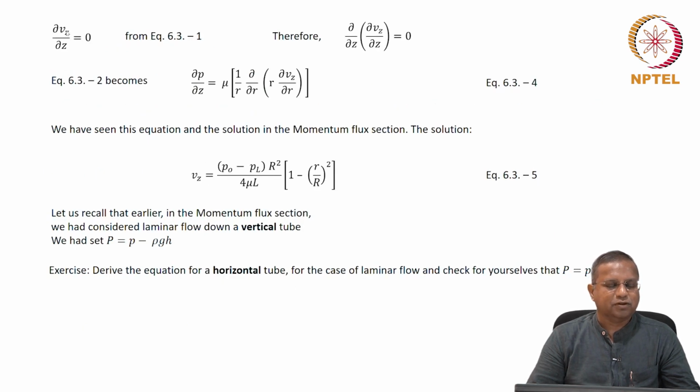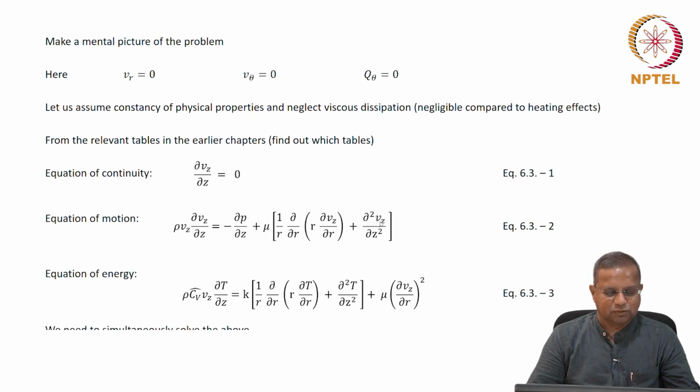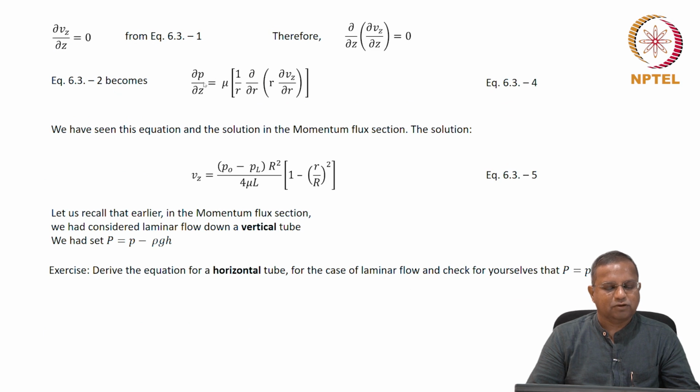So, we know dou Vz dou z equals 0 from the equation of continuity, and therefore, the derivative of that is also going to be 0. Okay. The derivative of 0 is 0, dou by dou z of dou Vz dou z equals 0, and therefore, in this equation of motion, dou squared Vz dou z squared is going to go to 0. Therefore, these terms will remain here, and therefore, you have dou p dou z equals mu 1 by r dou dou r r dou Vz dou r.